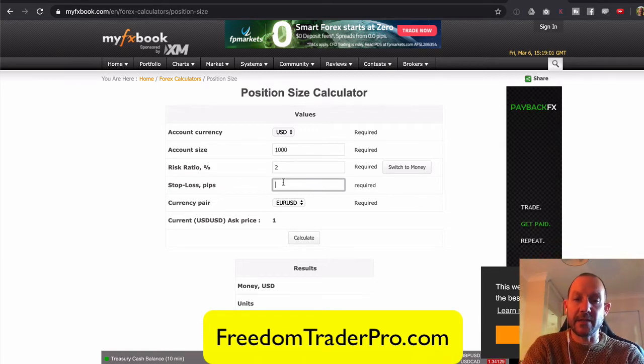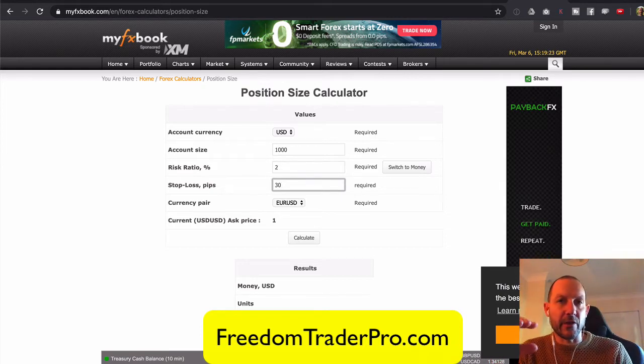Your stop loss is 30 pips, because what will happen, and I'll show you in a second, is that as your stop loss changes, if you had a 10 pip stop loss, you can increase your lot size to risk the same amount of money for the same trade. So the smaller the stop loss, the more you can increase your lot size on that trade for the same risk. I'll show you that in a second.